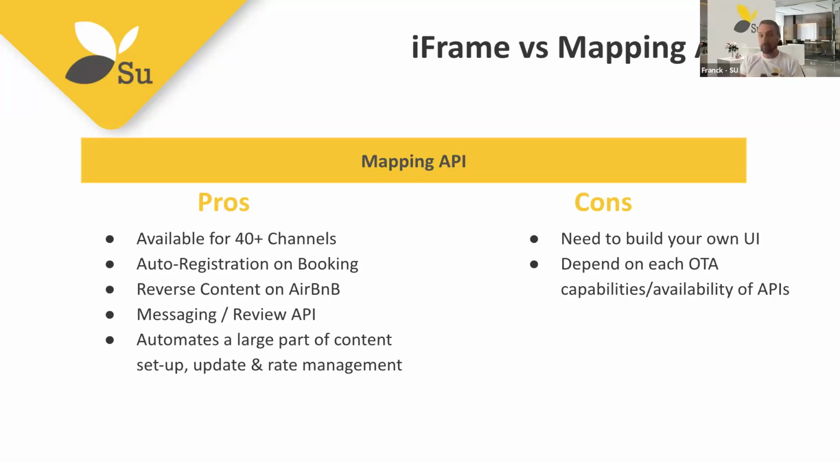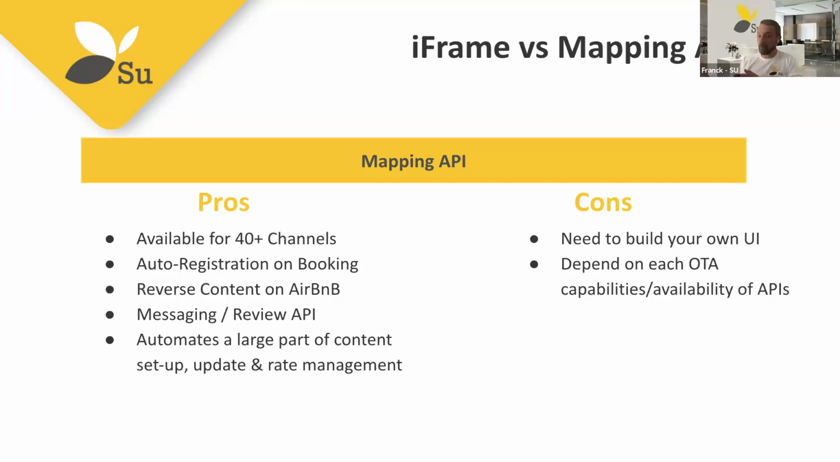90% of them are going to connect to Booking.com and Airbnb, for example. Then I would recommend that you build the mapping API for those two channels at least. Why? Because then you can basically automate most of the process with those channels, because you're going to set them up for pretty much all the hotels.